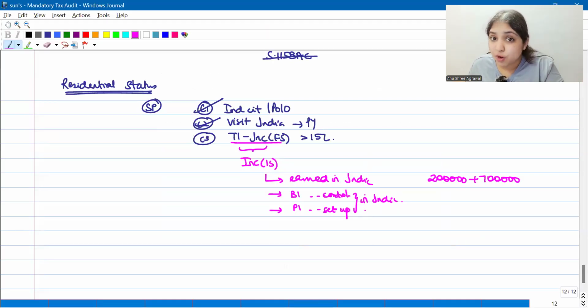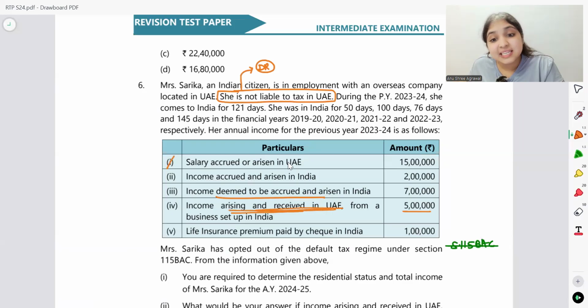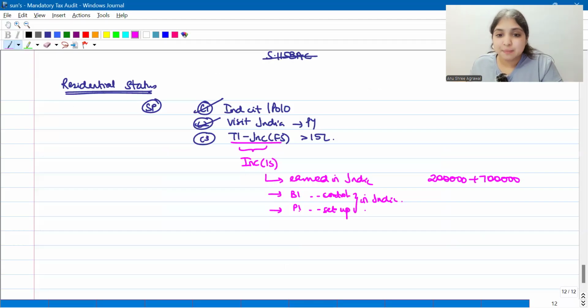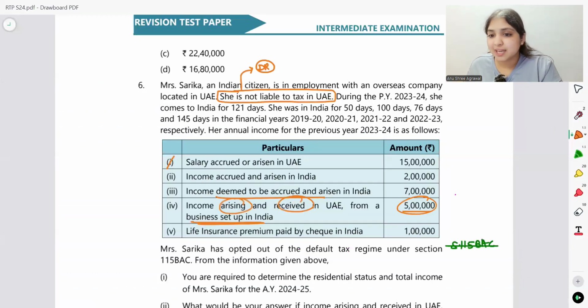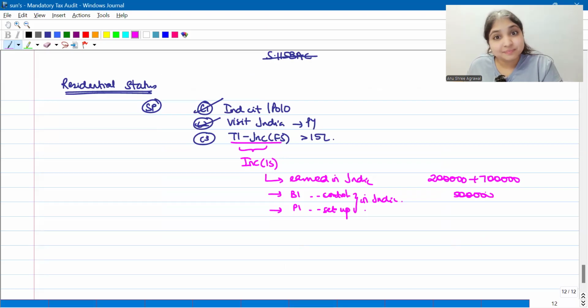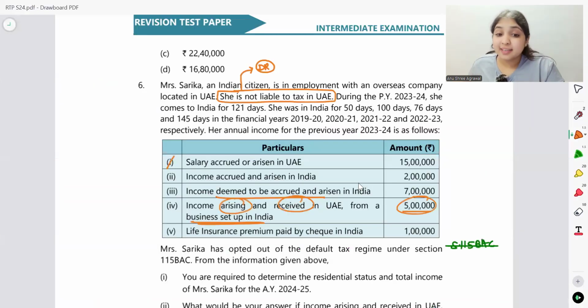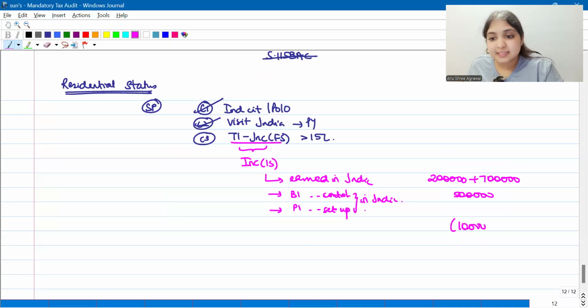But which bucket will it fall under? It is not earned in India. It is arising and received in UAE. So it is earned in UAE, it is received in UAE. But it is from a business which is controlled or set up in India. So business income from a business controlled in India, under this bucket I will consider this 5 lakhs. Not earned in India, but under this bucket: business income from a business controlled in India. And then life insurance premium paid by check in India. This is 80C. So even this I will consider, 80C 1 lakh.